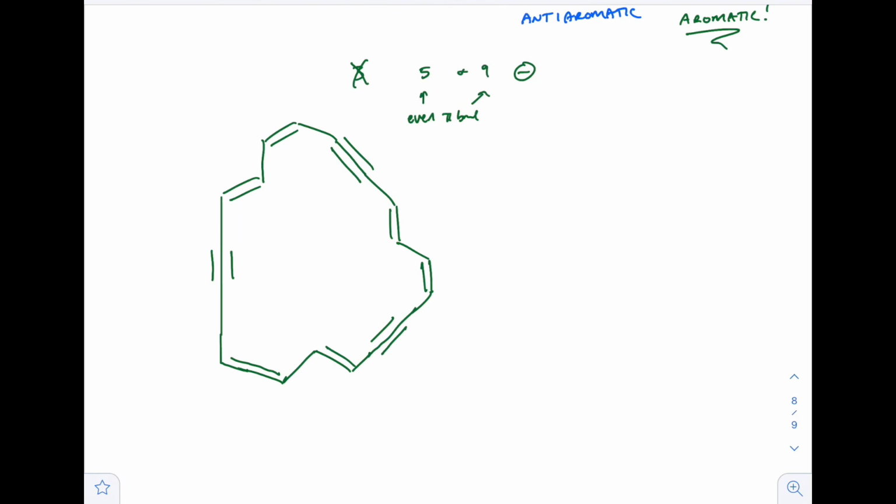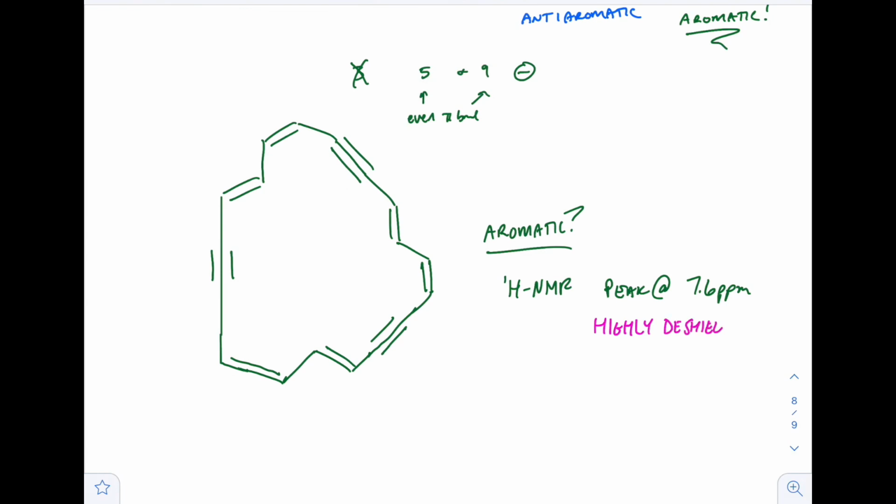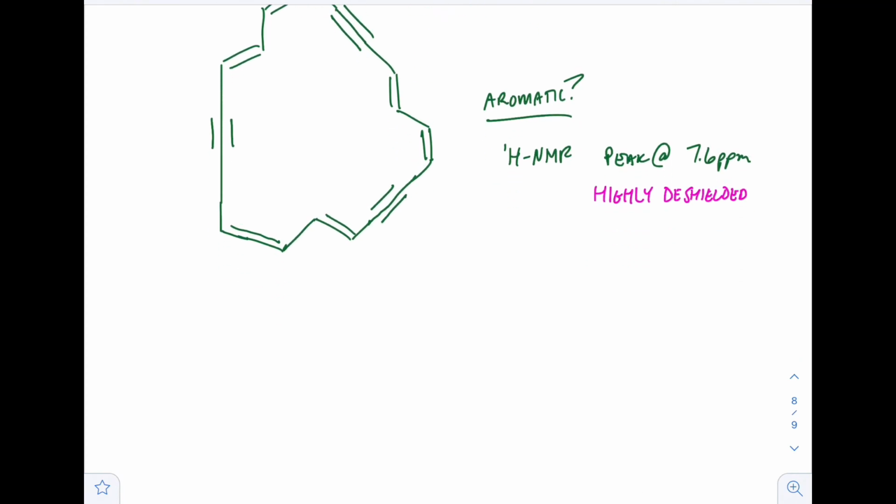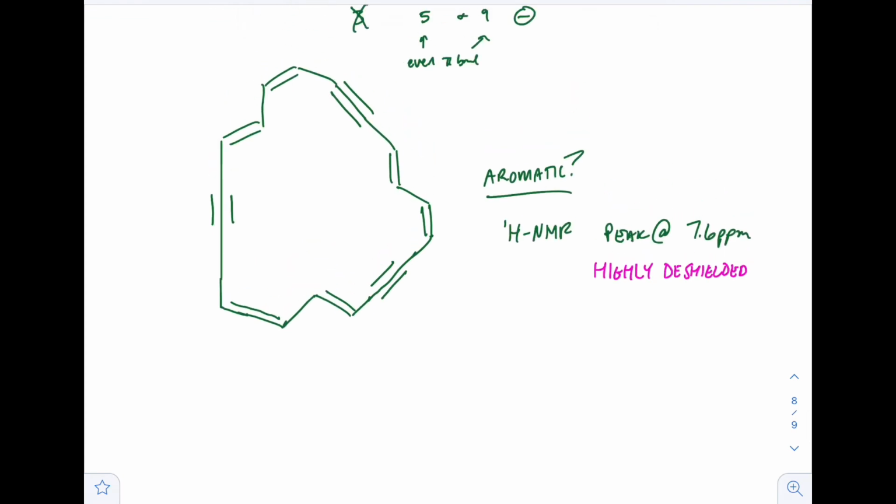2, 4, 6, 8, 10, 12, 14, 16, 18. Okay, so we've got everything taken care of. Is this aromatic is the question. So it does have a proton NMR resonance at 7.6 ppm. Since that is highly deshielded, that does indicate aromaticity, because it's anomalously deshielded, right? It's in the aromatic region, and it likely corresponds to those alkene proton resonances. Now I'm thinking that this is highly symmetrical, but whatever, it's just drawn terribly. But it doesn't matter. The point is we want to see if it's aromatic.